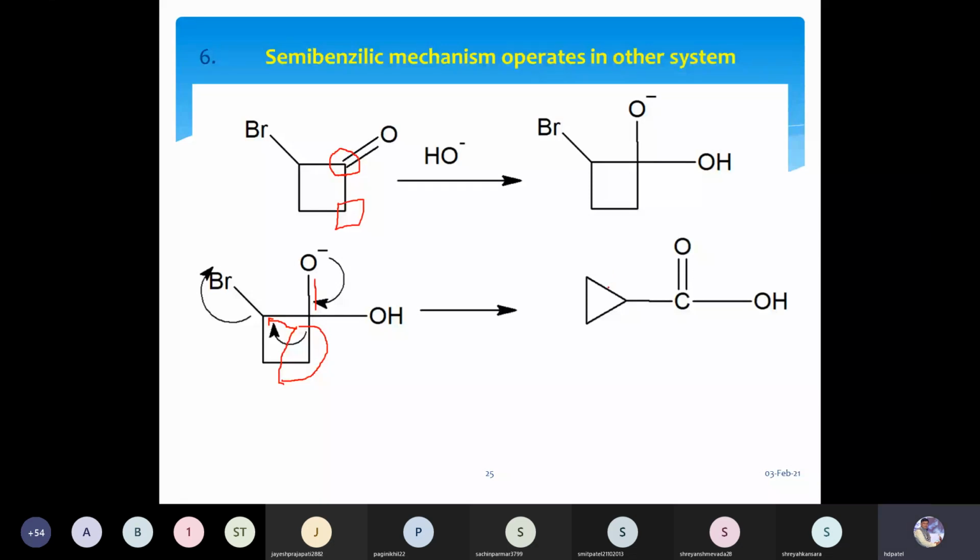But it is not exactly like the benzylic acid rearrangement, and it is not exactly like the Favorsky reaction, but some steps of benzylic acid and some steps of Favorsky it follows. That's why its name is the semi-benzylic mechanism operating via the Favorsky reaction.